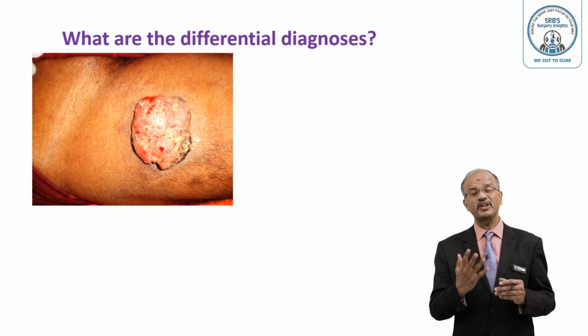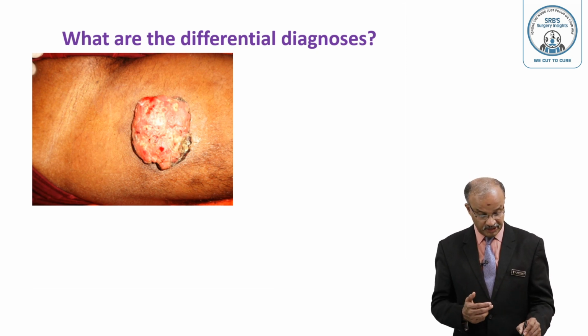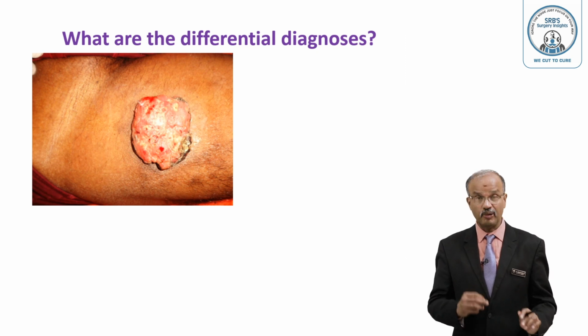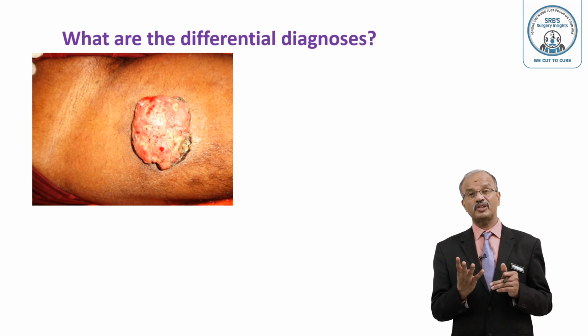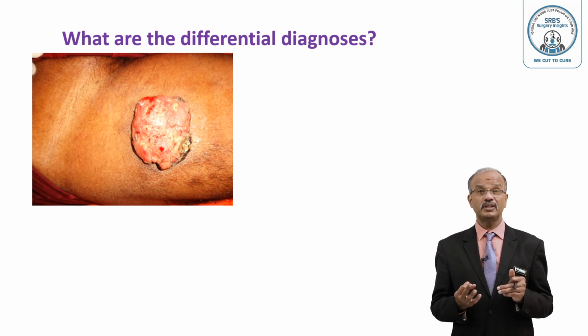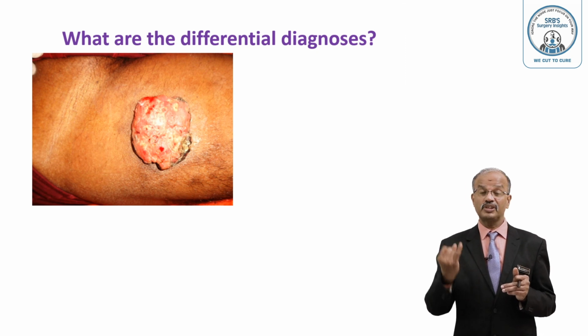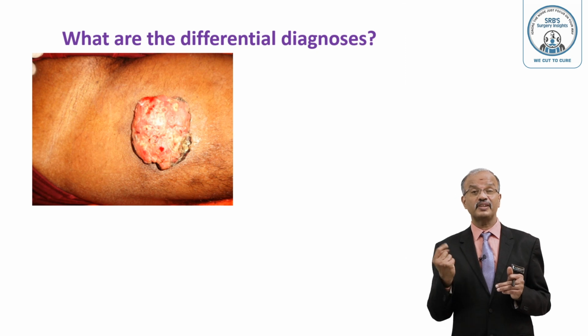Of course, one of the differentials we may think of is pyogenic granuloma, but that is a different thing. This everted edge is very typical. You have to think of malignancy. So what are the malignancies you think of? First thing is squamous cell carcinoma. Second important thing is skin adnexal tumor. Third is amelanotic melanoma. Fourth, you can think of some soft tissue sarcoma, probably dermatofibrosarcoma protuberans.